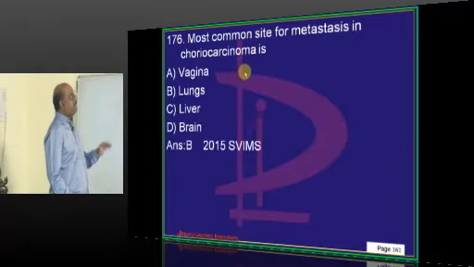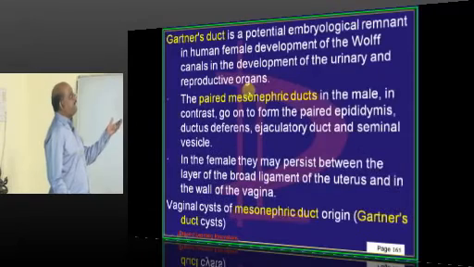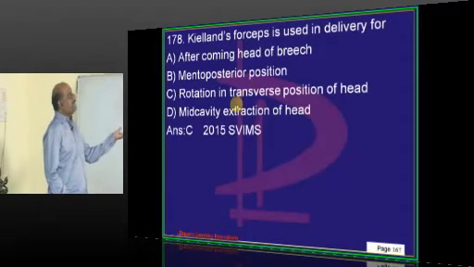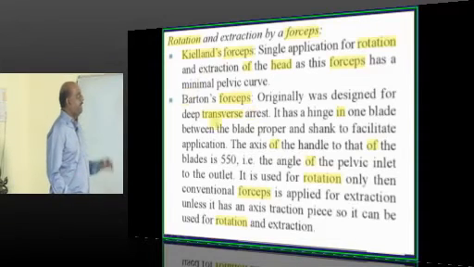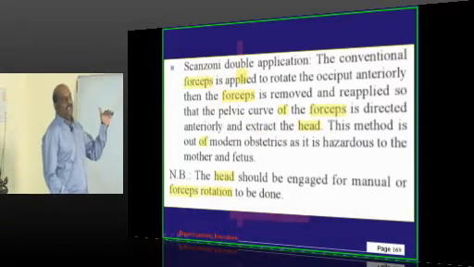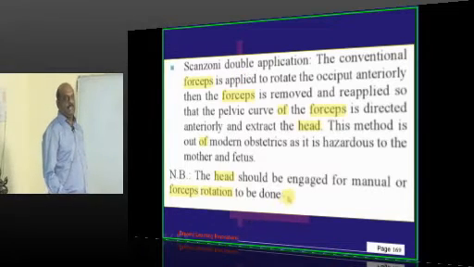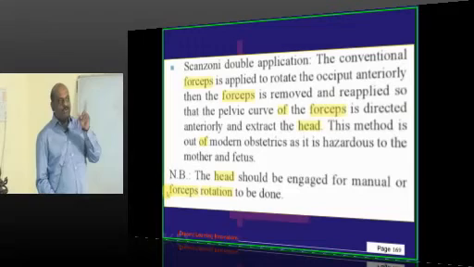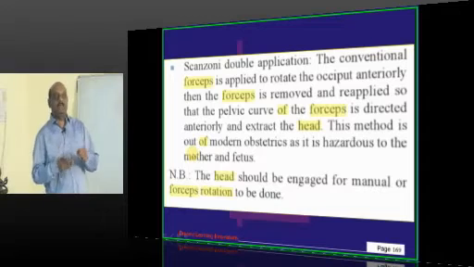Then most common site for the metastasis कहाँ होता है? Lungs. Then Gartner's duct basically comes from the mesonephric duct. Kielland is basically for what, doctor? In order to rotate in the transverse position, we use Kielland, Barton, Scanzoni, double application. So they are all the various types of forceps, because there are going to be a few images in the exam hall. Kielland forceps कैसे दिखता जरा एक बार देख के जाना एग्जाम को, क्योंकि एग्जाम में इमेज बेस्ड क्वेश्चंस डेफिनेटली एक फोर्सेप्स आएगा संडे को.